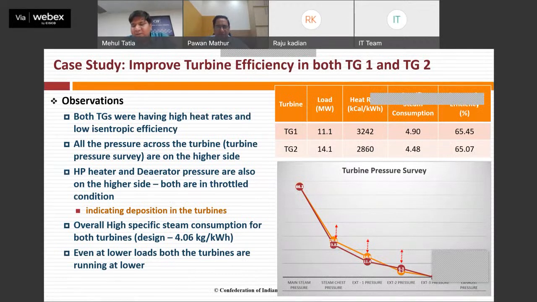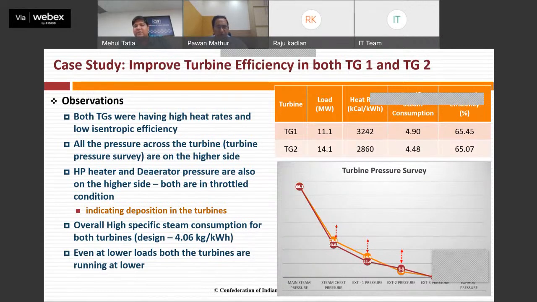Turbine heat rate, this is one of the recent, I won't say this is a case study, but this is more of one of our recent studies in a cement plant CPP, where we came across these parameters. I think Siemens can also maybe comment at the end of the session on these. So what we identified was the overall specific steam consumption of both the turbines was on the higher side. The specific steam consumption of the first turbine and the second turbine was around 4.9 and 4.48 respectively. Even the isentropic efficiency, what we have evaluated was around 65% only.